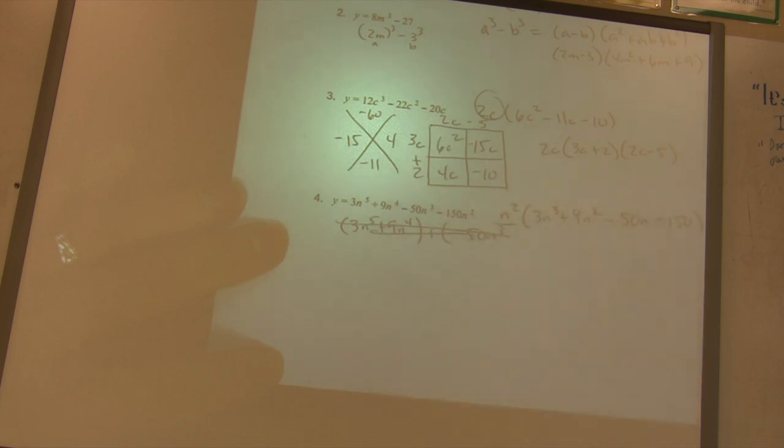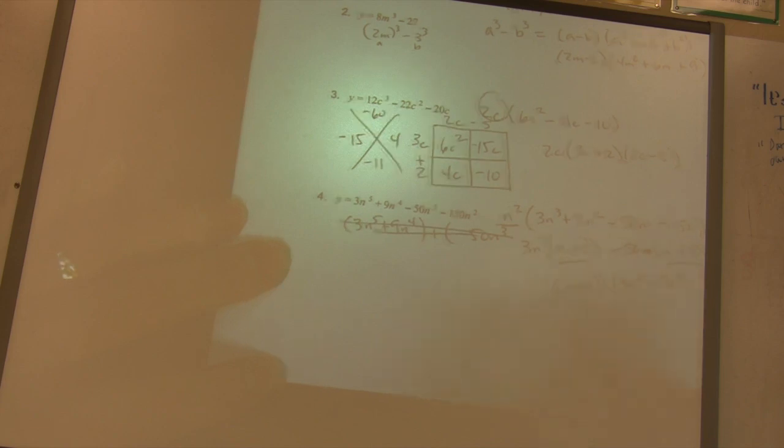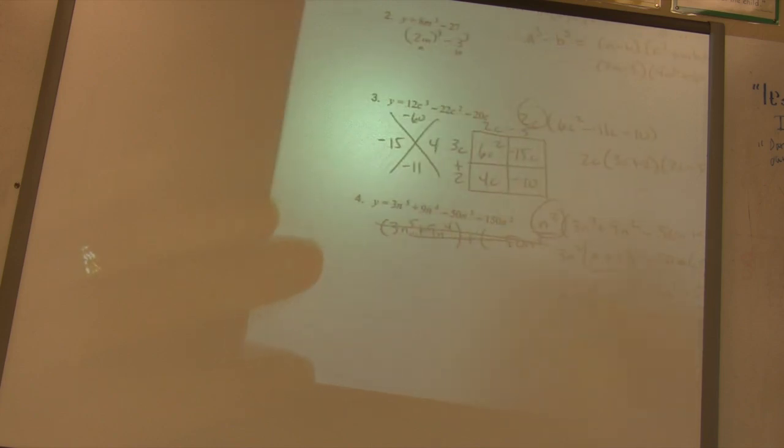So I'm going to forget about this n squared just till we get to the end. I'm going to pull out a 3n squared and get n plus 3. And so I want this to be n plus 3. So I'm going to pull out a negative 50n, just negative 50, and then I get n plus 3. And now since there's n plus 3 in both of them, I can pull out the n plus 3. I get 3n squared minus 50. And then I have to remember that n squared I had to start with.